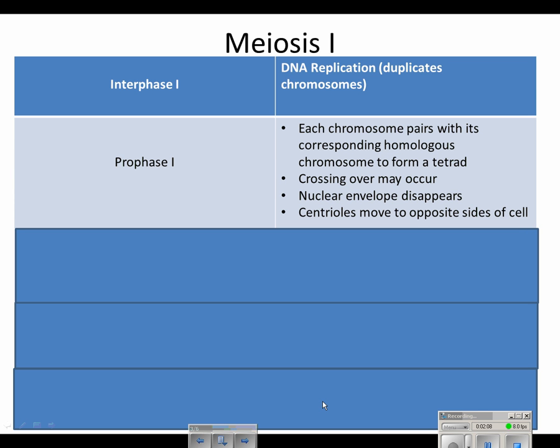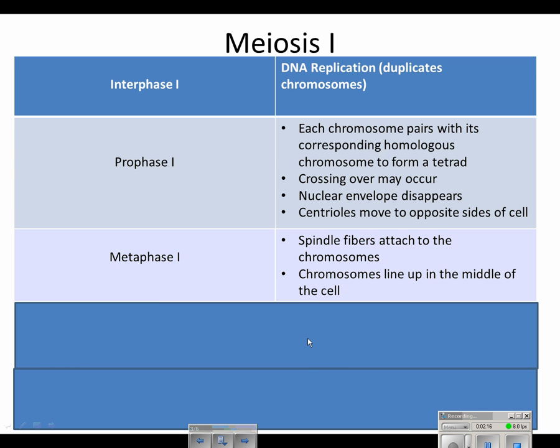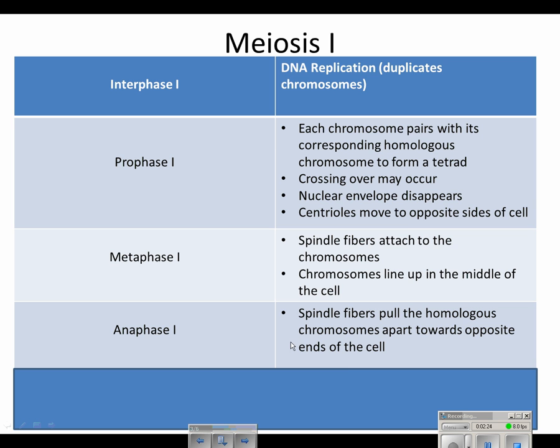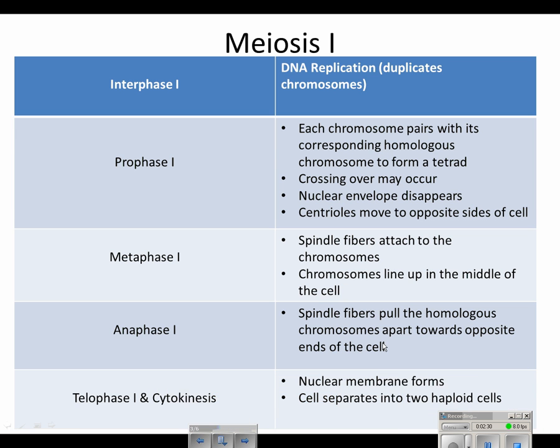Now we have this tetrad, and the nuclear envelope disappears, centrioles move to opposite sides of the cell, and then just like in mitosis, we go into metaphase 1. The spindle fibers attach to the chromosomes, and the chromosomes line up in the middle of the cell. Anaphase 1 is when the spindle fibers pull the homologous chromosomes apart towards opposite ends of the cell. And then in telophase 1 and cytokinesis, the nuclear membrane forms and the cell separates into two haploid cells.